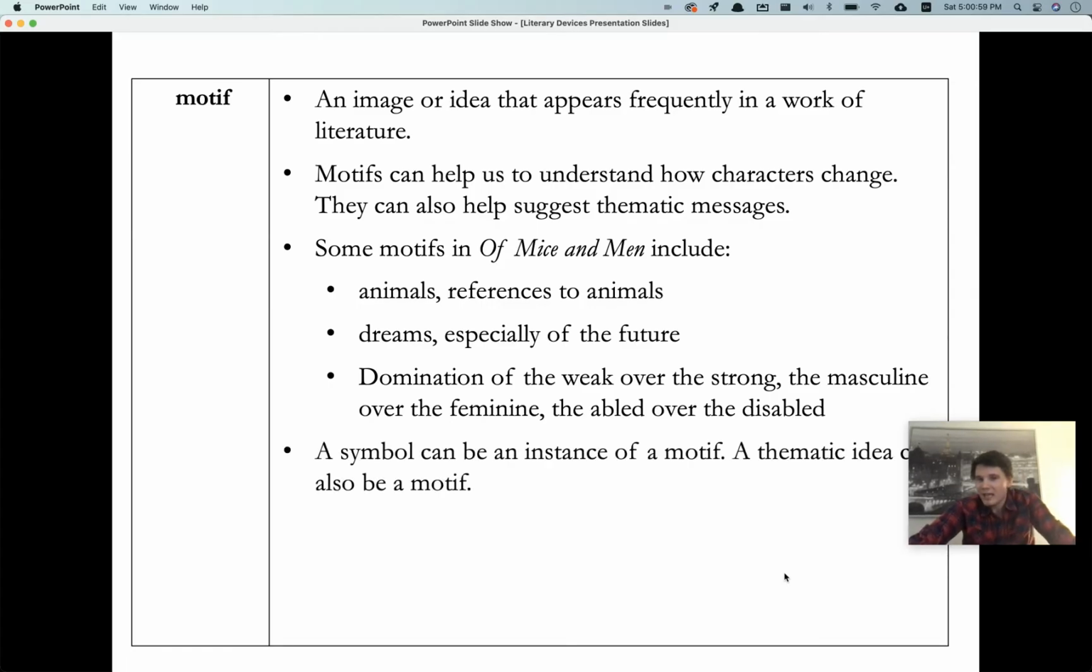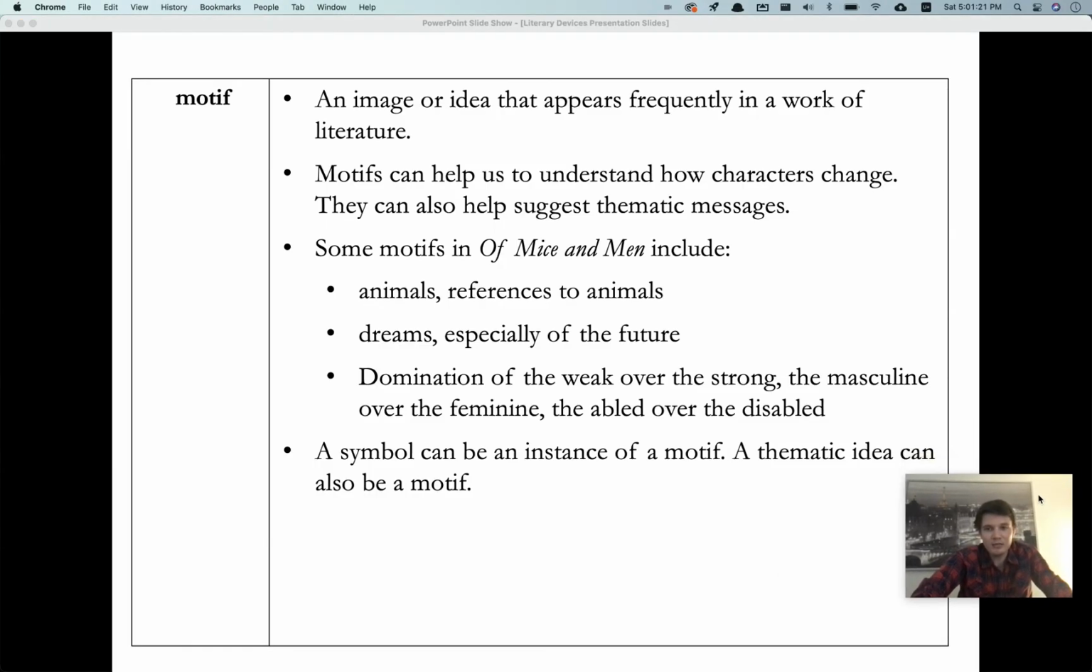A symbol can be an instance of a motif, right? So Lenny's dead mouse in chapter 1, the dead puppy in chapter 5, Candy's dog in chapter 3. All of these were symbols, and all of those contributed to the motif of animals and references to animals throughout the novel. So thematic ideas can also be motifs.